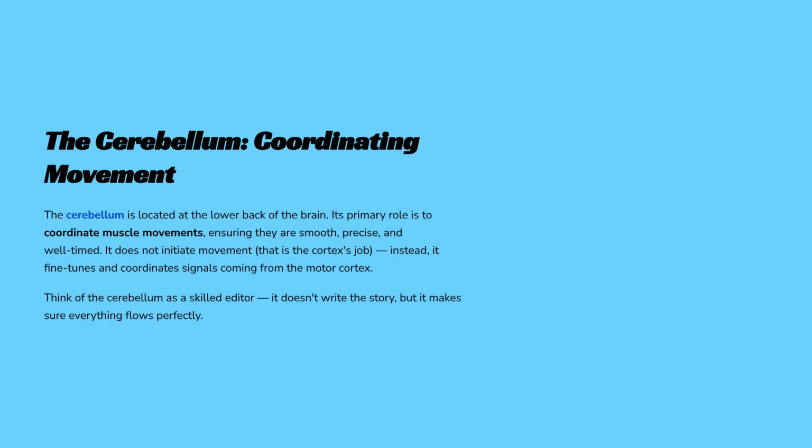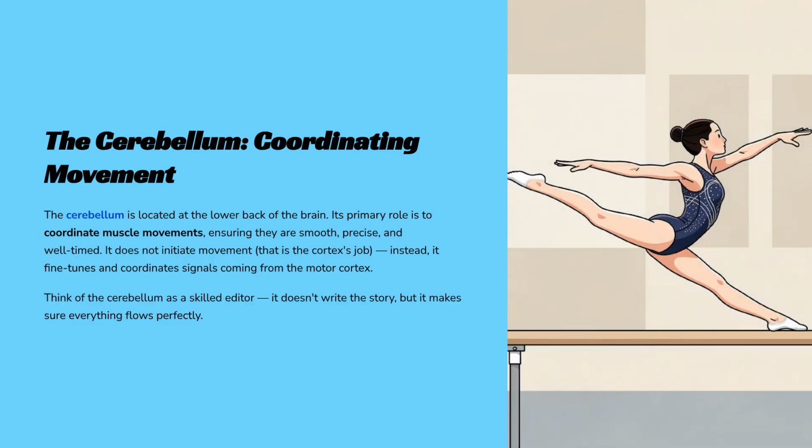Moving to the second region, the cerebellum, which is responsible for coordination, balance, and precise movement control. The cerebellum is located at the lower back of the brain. Its primary role is coordinating muscle movements to be smooth and precise. It fine-tunes and coordinates signals from the motor cortex, acting as a skilled editor for movement.